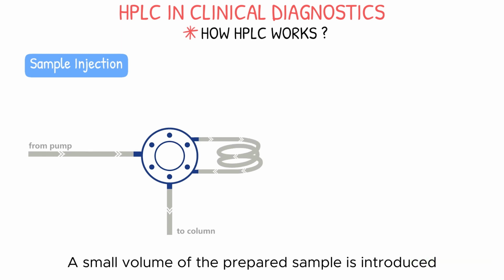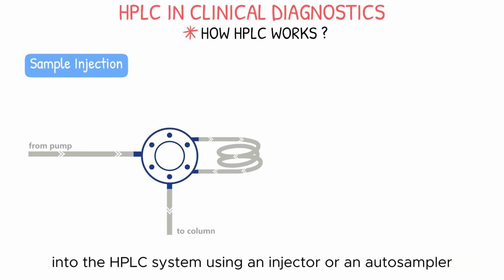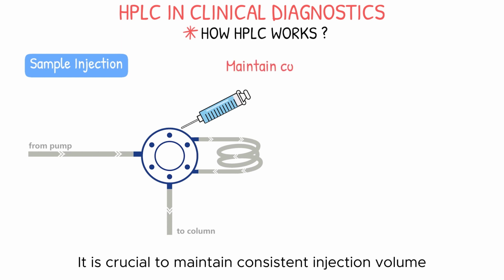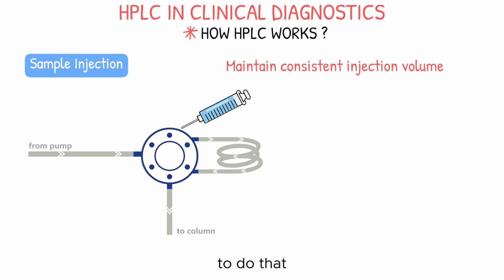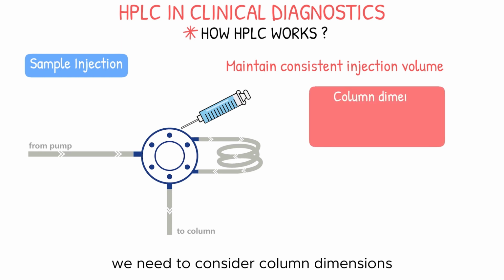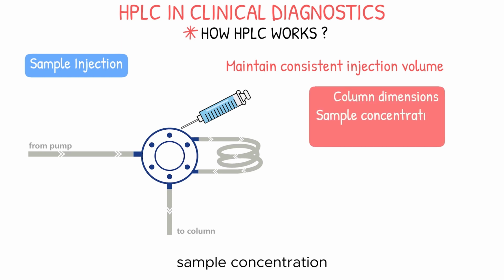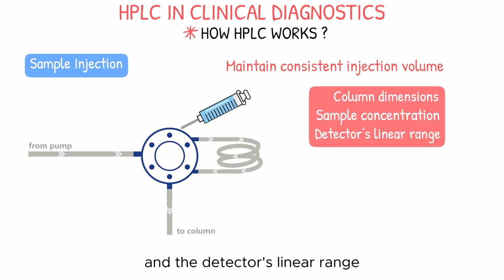A small volume of the prepared sample is introduced into the HPLC system using an injector or an autosampler. It is critical to maintain consistent injection volume to ensure accurate and reproducible results. To do that, we need to consider column dimensions, sample concentration, and the detector's linear range.